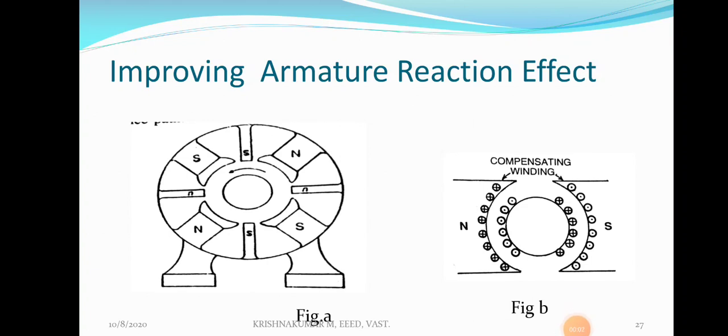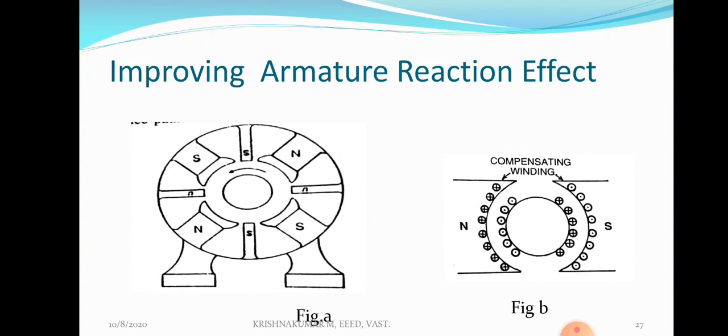So, 8th class of EE311: improving the armature reaction effect. We studied what is meant by armature reaction and its effects. Armature reaction is the effect of armature flux on main flux.